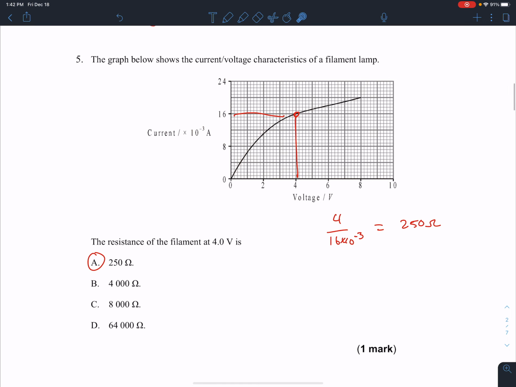Okay, here's a graph of a typical filament lamp, the IV graph, current-voltage graph. And it's telling us that this is a non-ohmic conductor because it's non-linear. And for questions like this, when they want you to calculate the resistance, you just have to read the graph. At 4 volts, the current is 16 times 10 to the minus 3. Be very careful to make sure you look at that. And then if you divided it, that ratio there would give you 250 ohms.